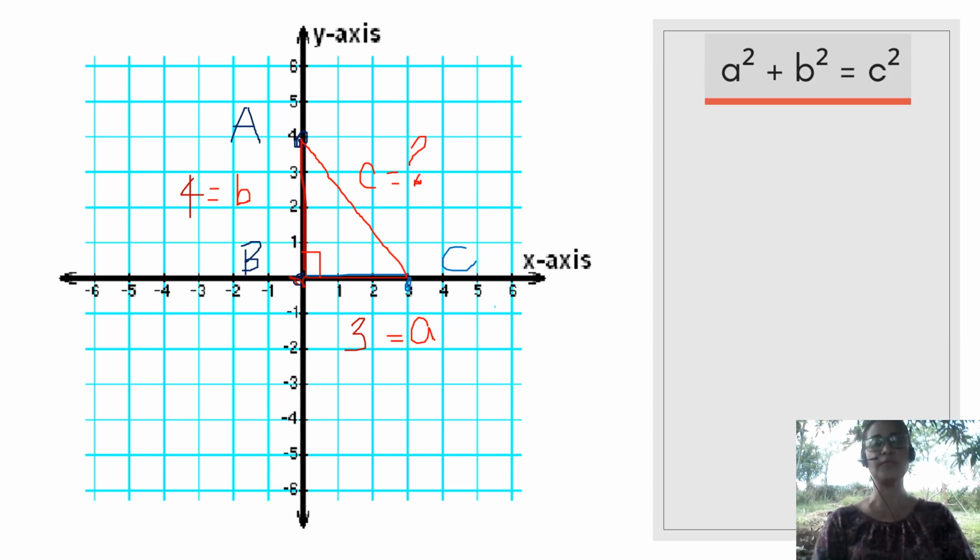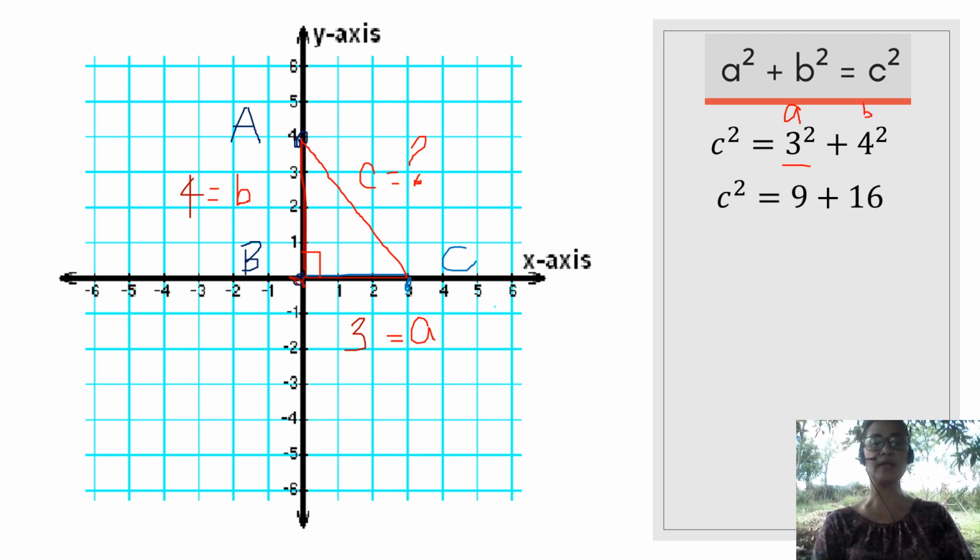Now, applying the formula a squared plus b squared equals c squared, for me, it is much more comfortable to switch this formula into c squared equals a squared plus b squared. I'm going to substitute now, and I switch already. This is A, and this is B. So I have 3 squared plus 4 squared.